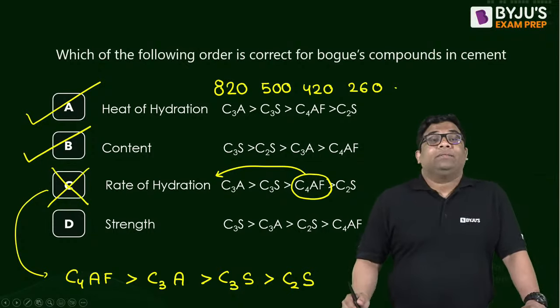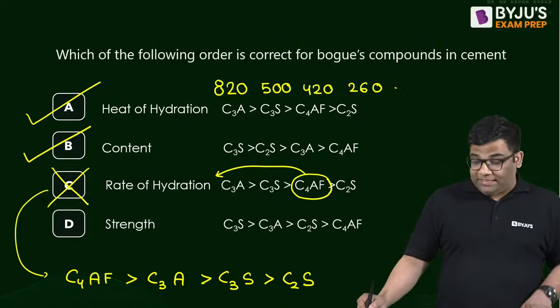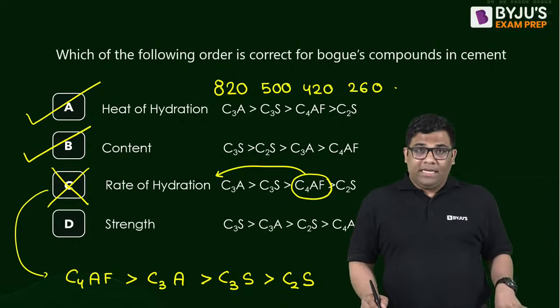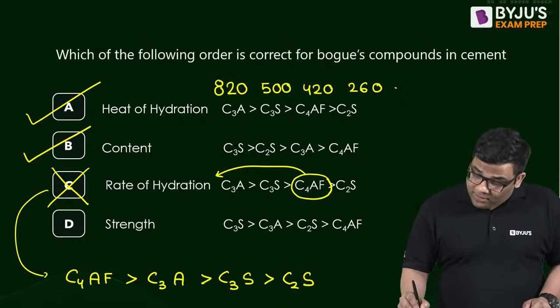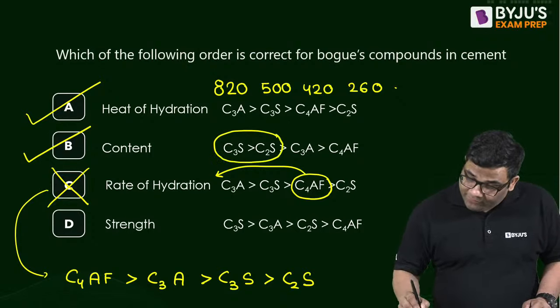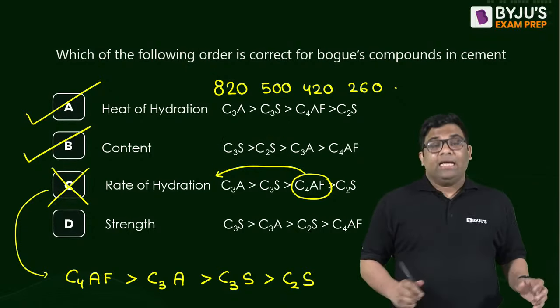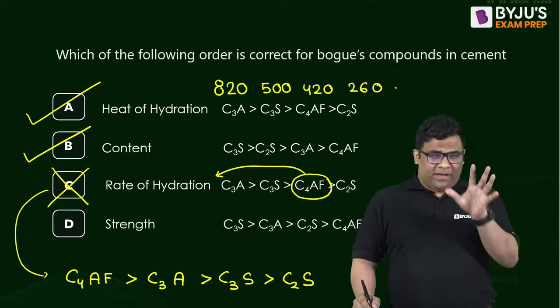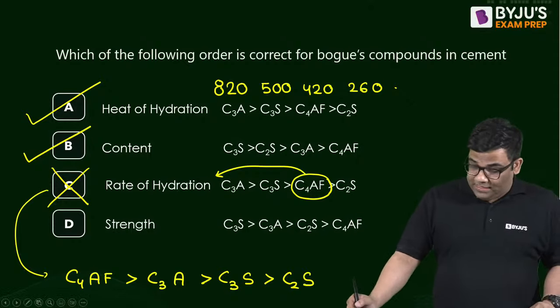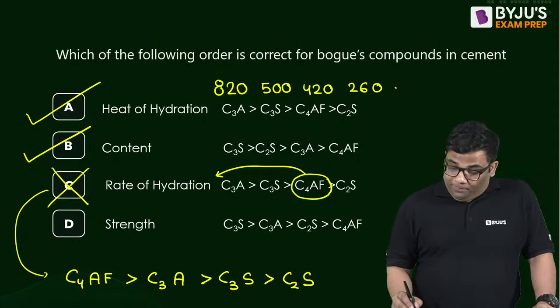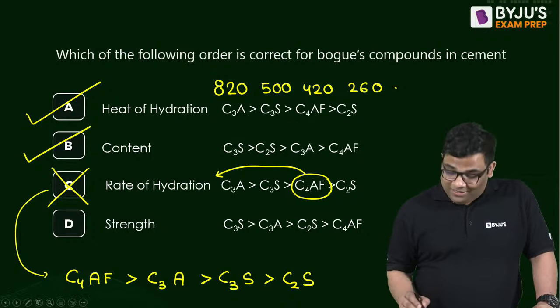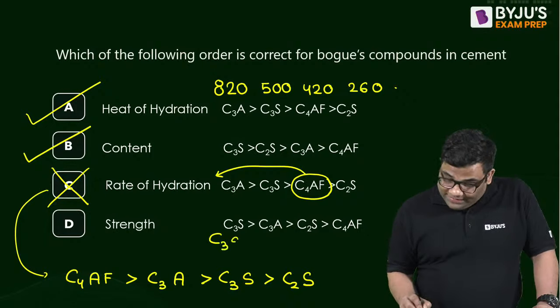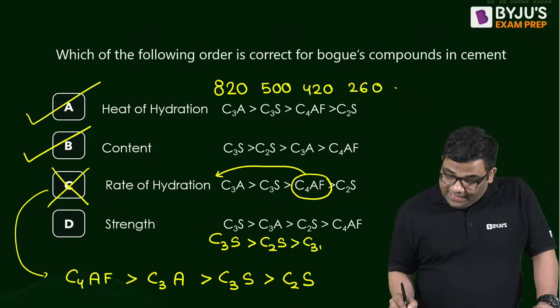Content wise it's correct, because C3S is maximum, and then C2S, because both of them contribute about 80 to 85%. Then C3A is around 10 to 15%, and C4AF is very less, 6 to 10%. Now strength also: the strength order is C3S greater than C2S greater than C3A, and then greater than C4AF.